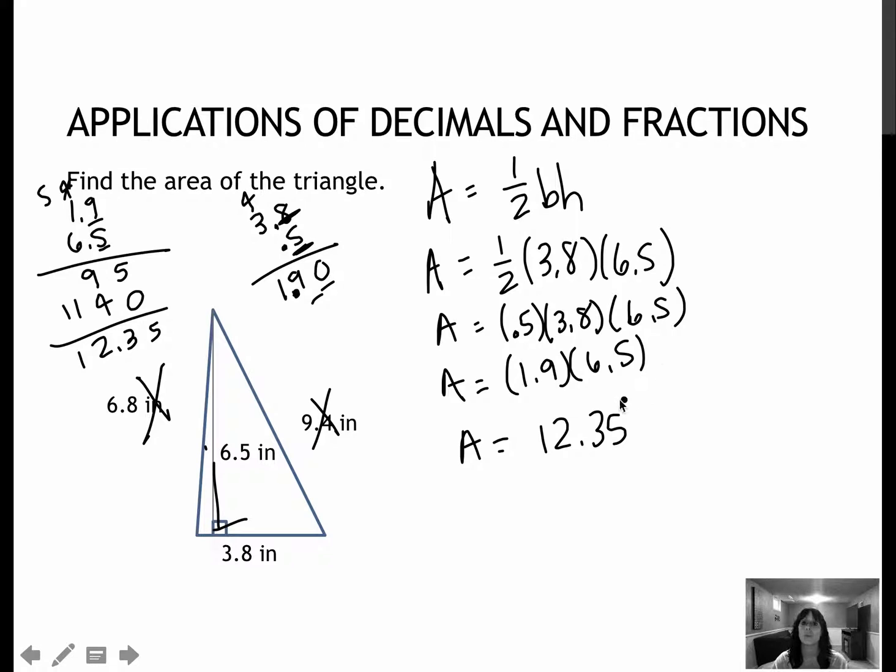But 12.35 what? Well, if this were inches and this were inches, then that means it's 12.35 square inches, because now we're two-dimensional, 2 dimensions. It also means that I could fit 12 and a little bit more little square inch boxes inside of this.